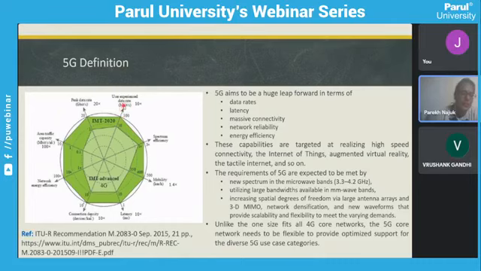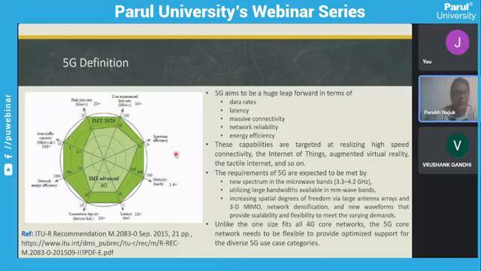Like it is 100 Mbps, and it's now around 1 Gbps. You can see over here, it increased tenfold. Peak data rate is 20 Gbps. That is for the user. For one particular user, it reaches 20 Gbps speed. And all of this is wireless. These capabilities are targeting high speed connectivity, Internet of Things, augmented and virtual reality, tactile internet, and so on. Now, how to achieve this?